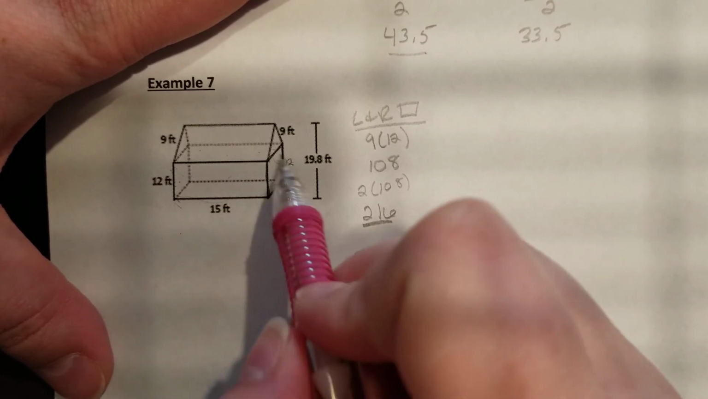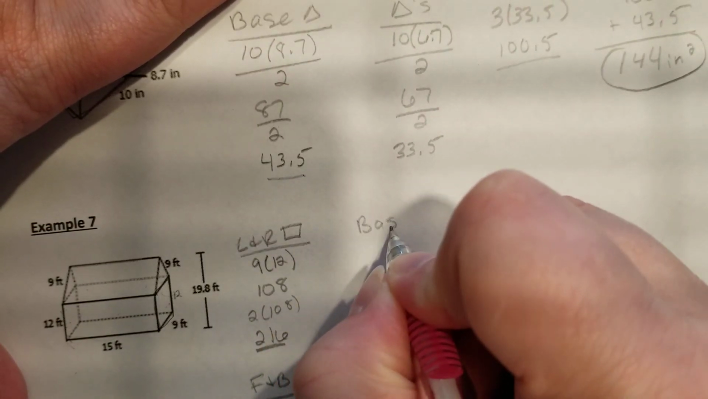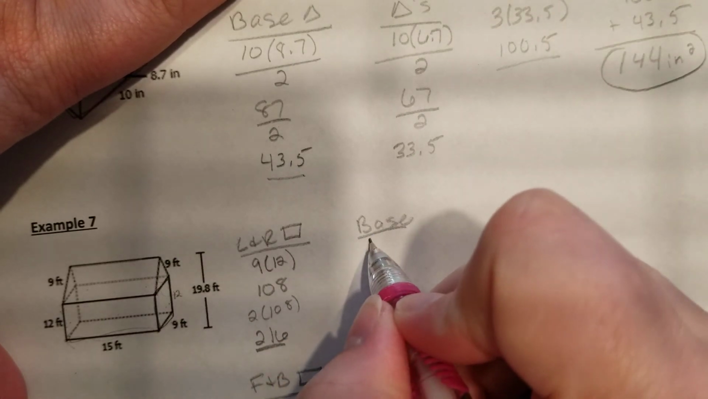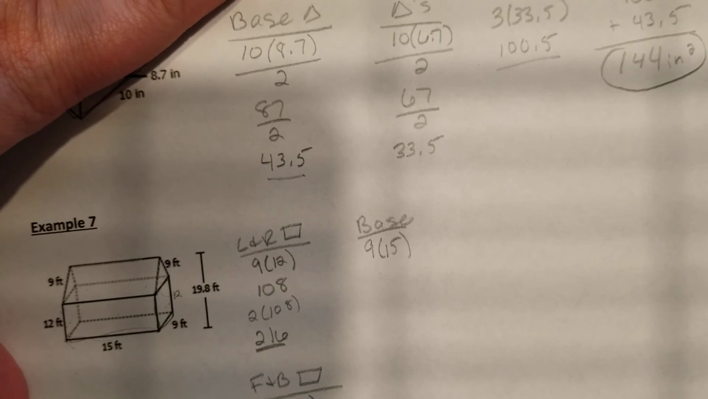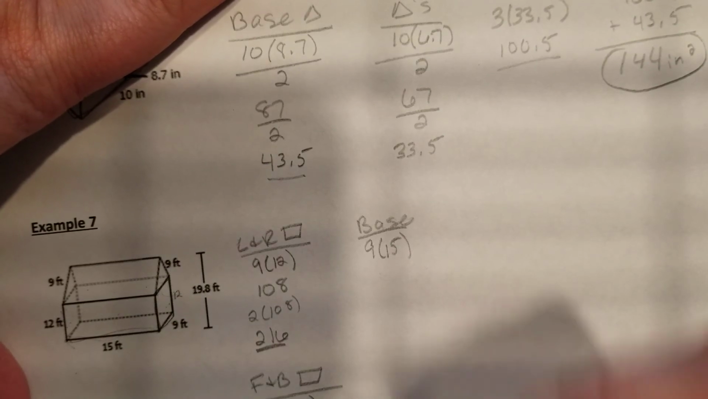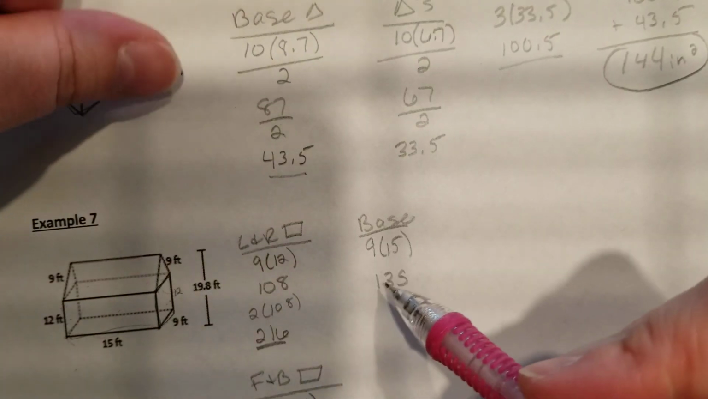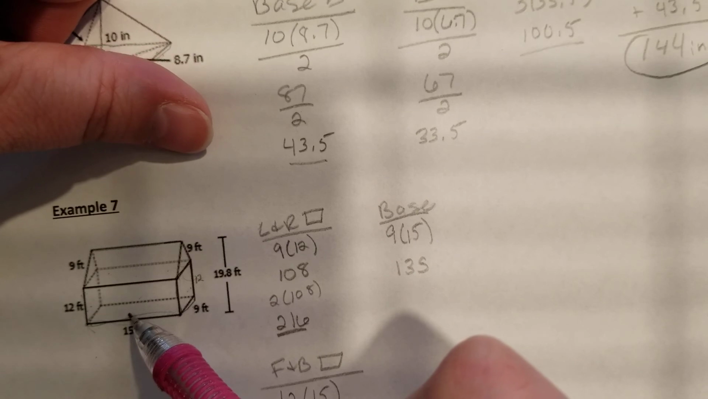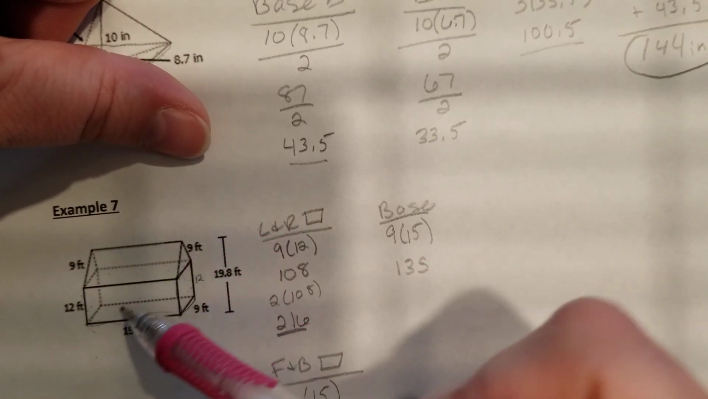Now we need the base of all of this. So the base, which is just one rectangle, so we have this rectangle here, is 9 and 15. So eventually I'm going to remember what 9 times 15 is, but I don't right now. It's 135. So those are all of the faces that we need for the rectangular prism. So now we're going to find the faces that we need for the triangular prism.